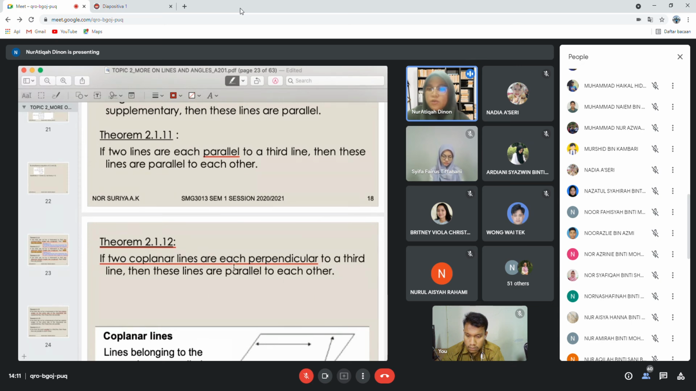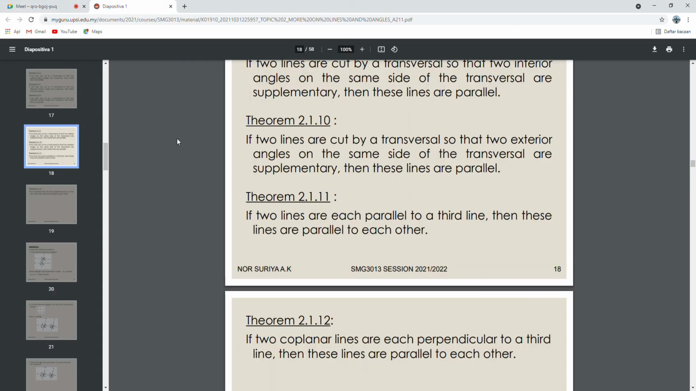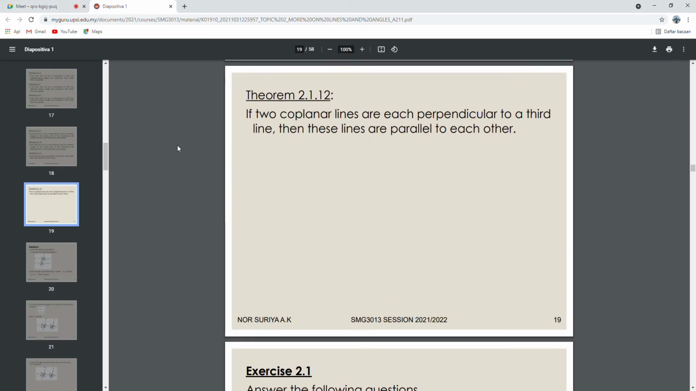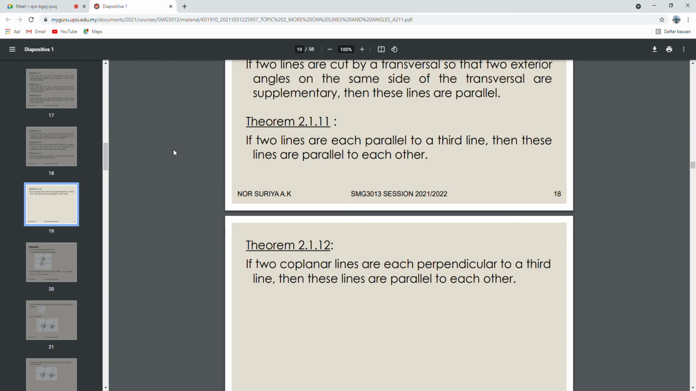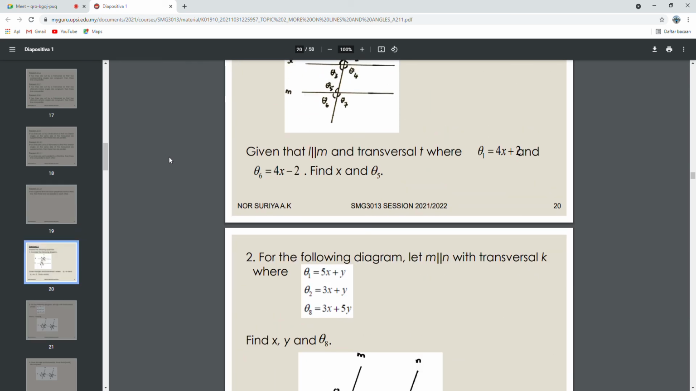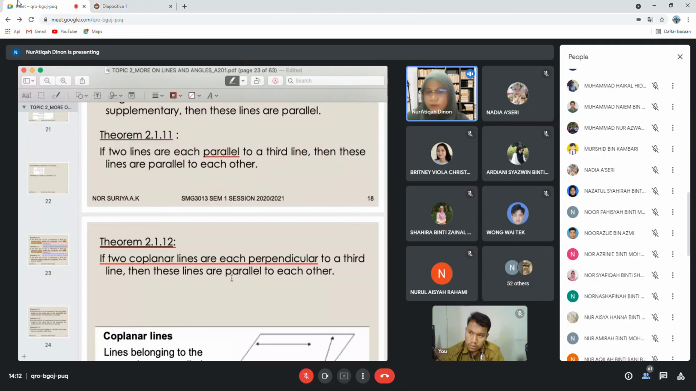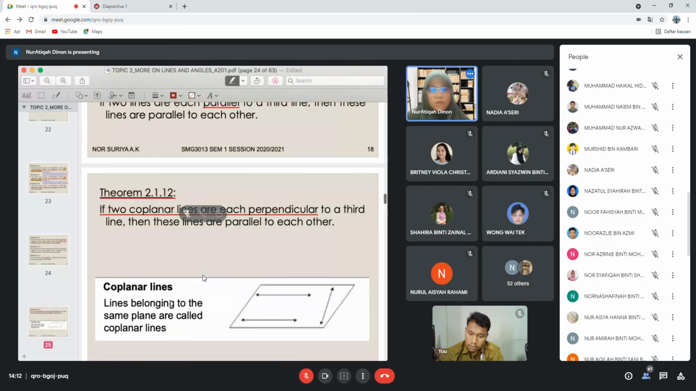But when we talk about these three lines, perpendicular and this line are parallel to each other, which means that if you have line 1 and line 2, and each line perpendicular to a third line. So line 1 perpendicular to line 3, line 2 perpendicular to line 3, then these lines are parallel to each other. That means line 1 and line 2 are parallel to each other. So what we talk about coplanar lines is lines belonging to the same plane are called coplanar lines, in case you forget about it. So this is like, for example, you have line 1, line 2, and this is the third line.